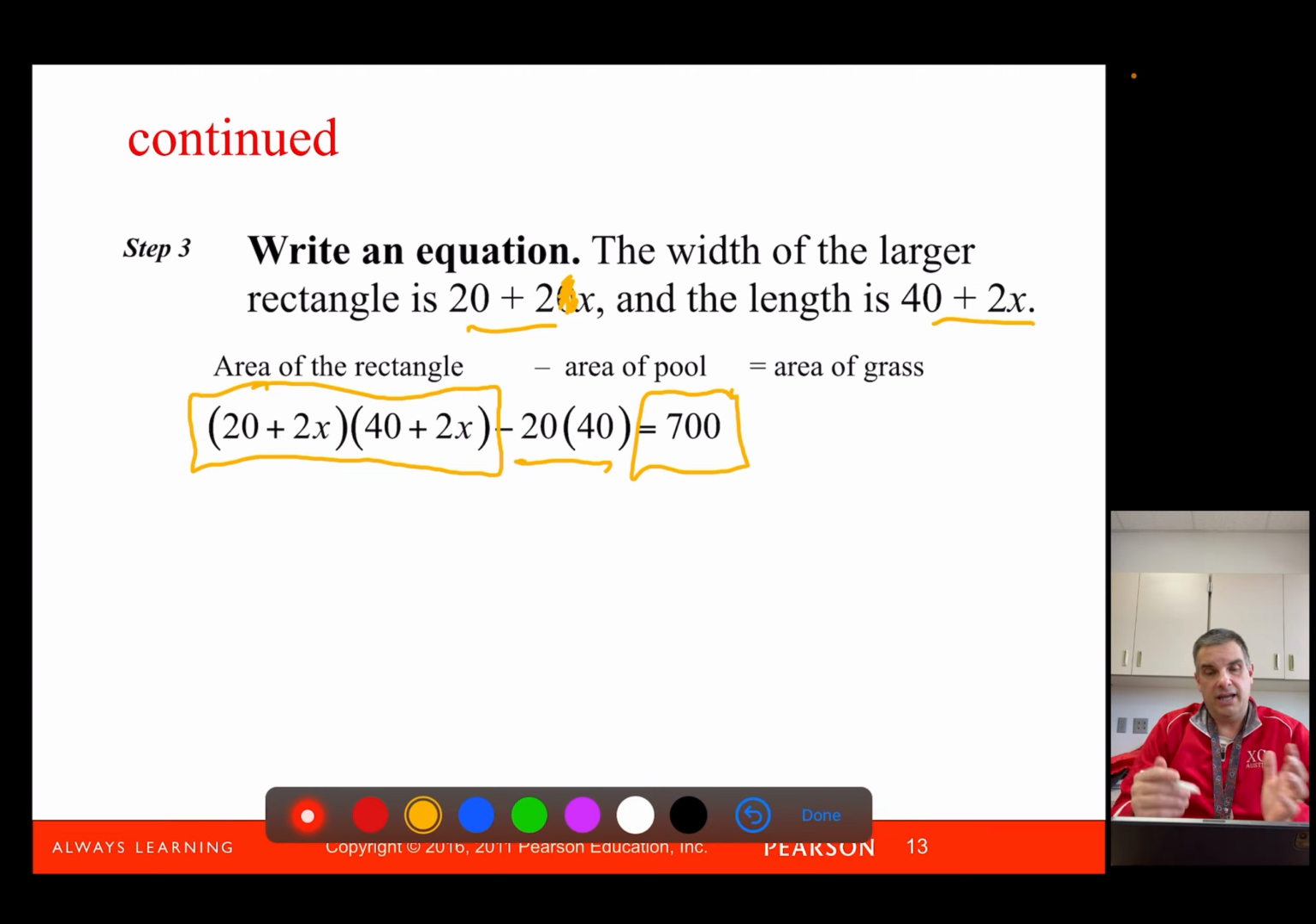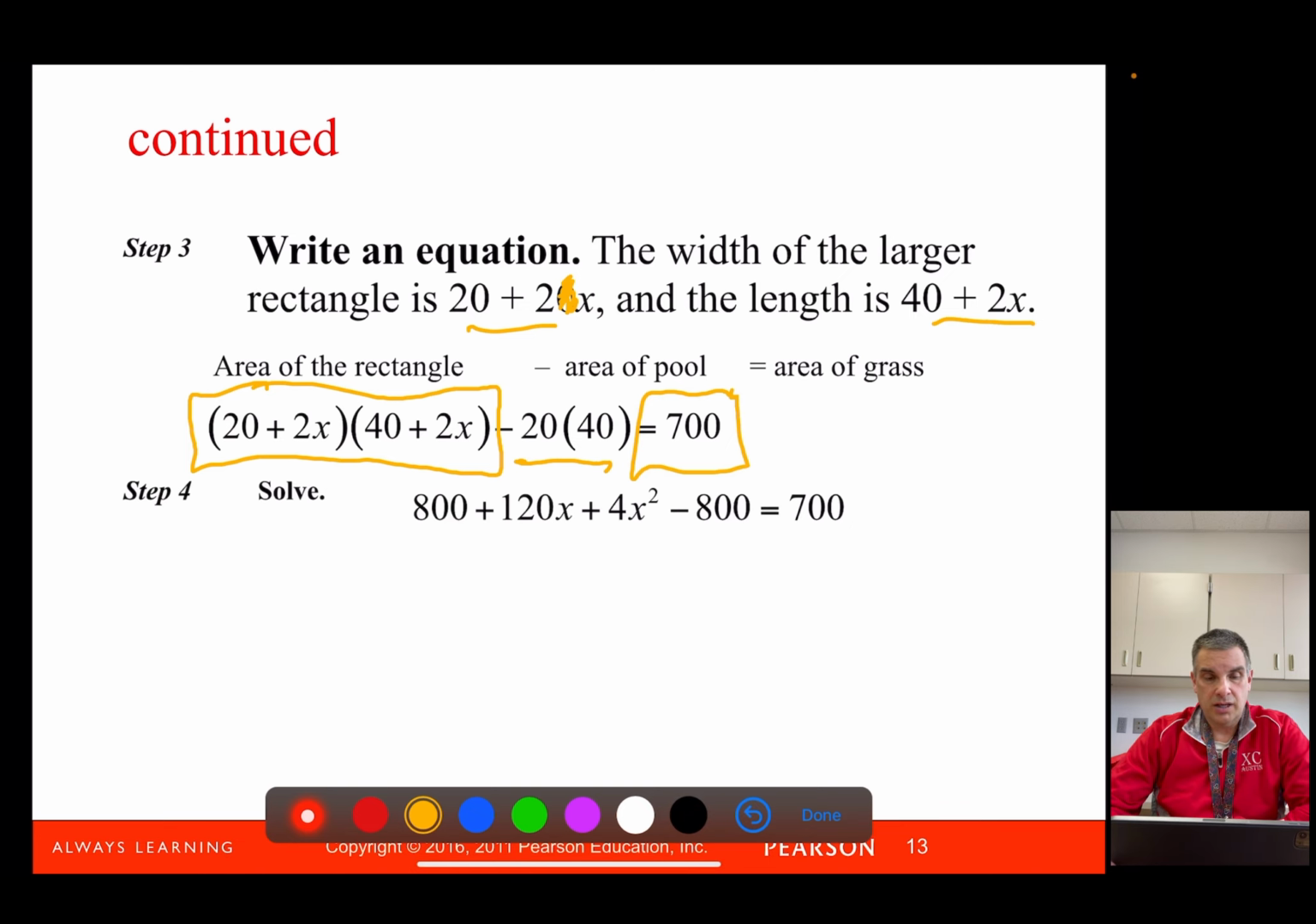So we go ahead and use the distributive property, and I'm just going to let them do it for us. So step 4, solve it. Use the distributive property. So FOIL, so 800 plus 120x plus x squared. That's that part there. Minus 800 is going to be 700. I'm going to move some things around. The 800s here cancel each other out.